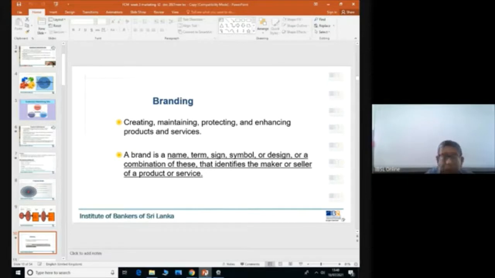Right. Then we look at branding. A little bit of branding. Now what is branding? A brand is a name, term, sign, symbol or design, or a combination of these that you can make use of to differentiate your organization from another organization, or your product or services. That is why we have different logos, no?